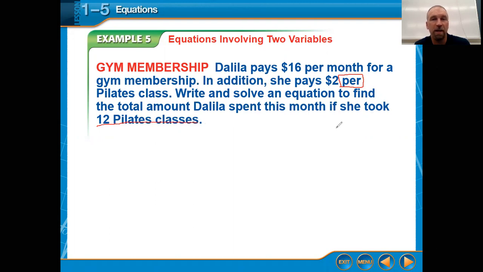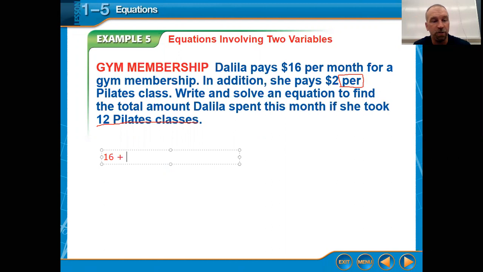So she has to pay her monthly membership. The monthly membership, I'm going to text this instead of write it. The monthly membership is $16. Let's change that color too. Let's change it to nice and bold red. Monthly membership is $16. Plus, she has to pay for her Pilates classes.